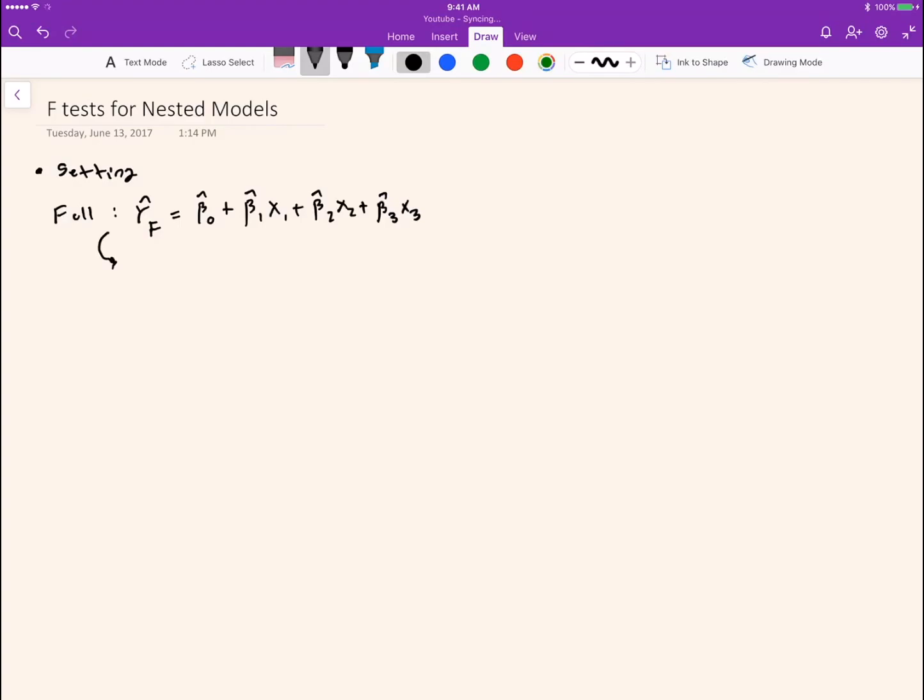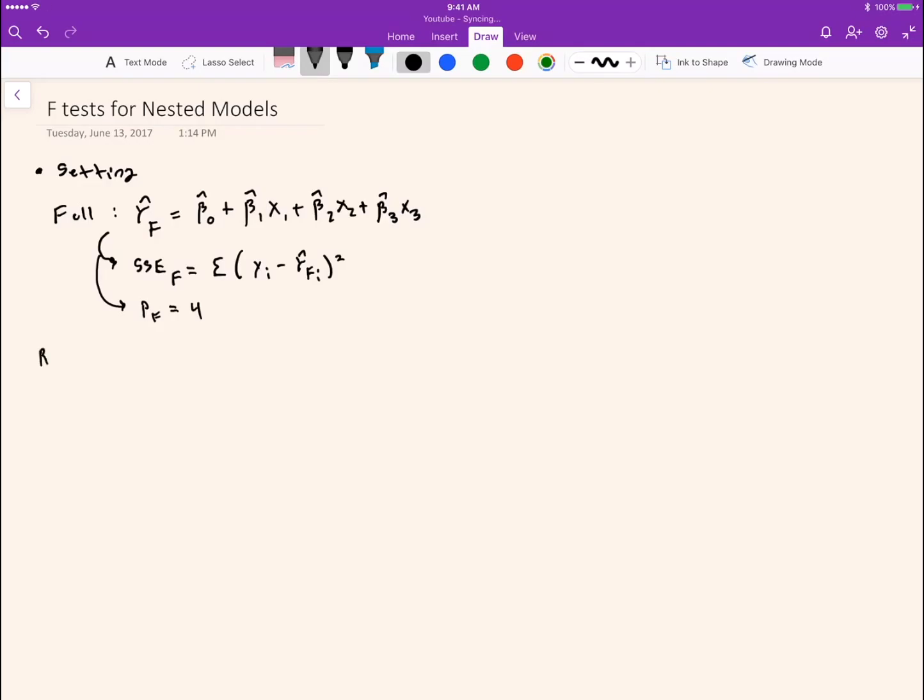This model will give us the sum of squared error for the full model, which we compute by looking at the individual errors between each observation and our model's prediction, squaring them, and summing those up. This model also has a certain number of parameters, which in this case is 4, for the 4 different coefficients that are being estimated.